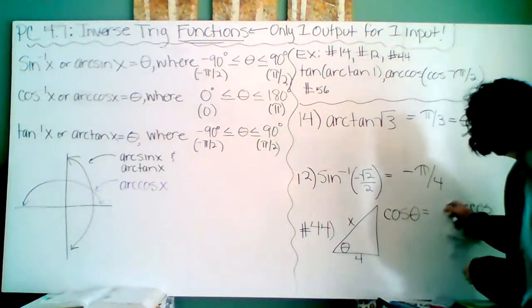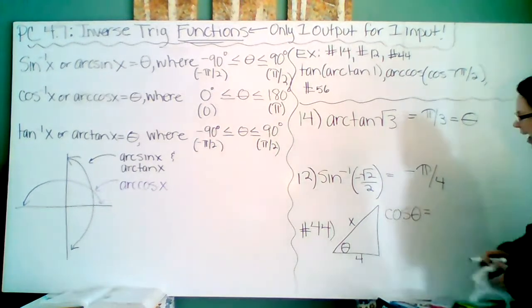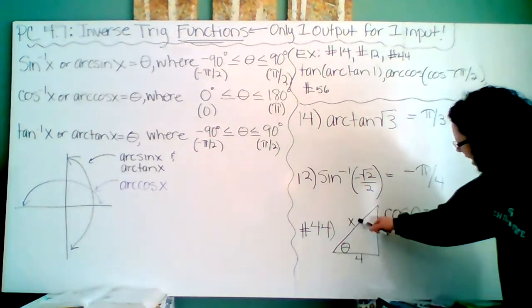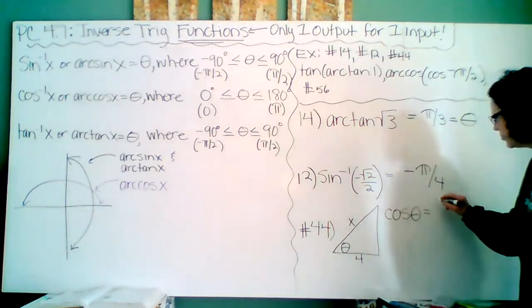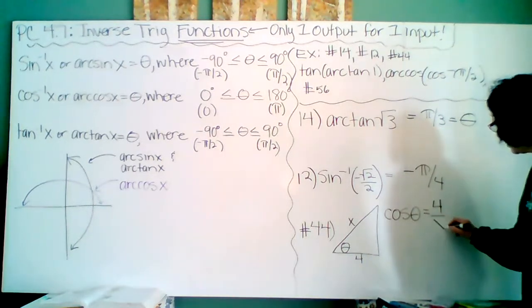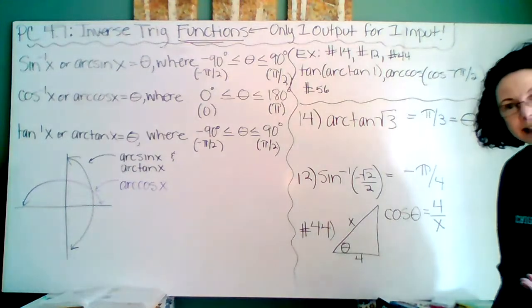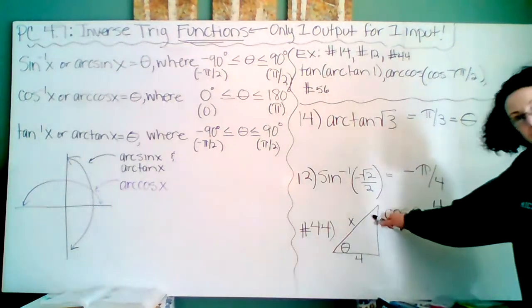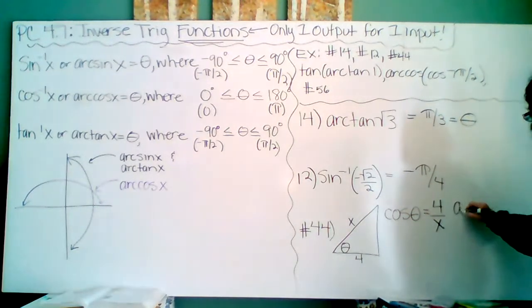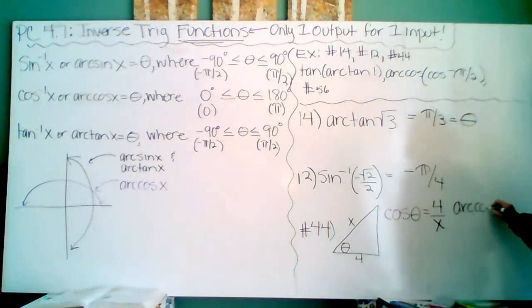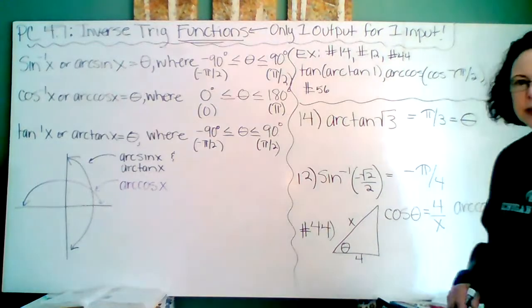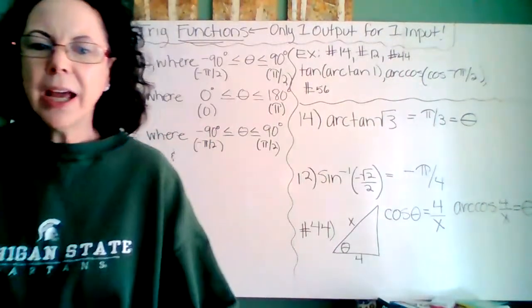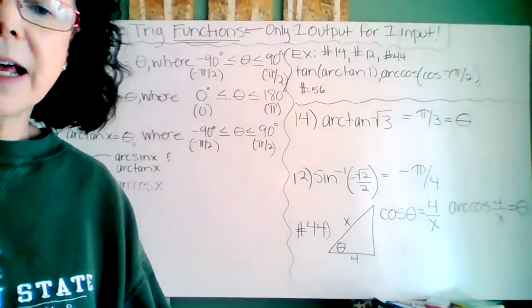Let's try that again. There we go. I see an adjacent side and a hypotenuse, and it would be adjacent over hypotenuse. There we go, that's better, right? Adjacent over hypotenuse, and that would be arc cosine of 4 over x, which would then give me the angle when I write it inversely.